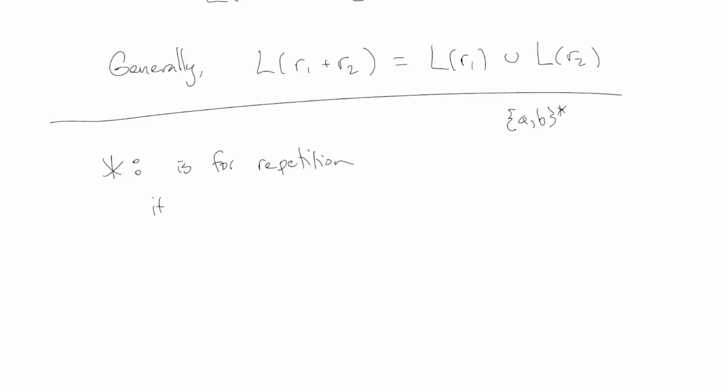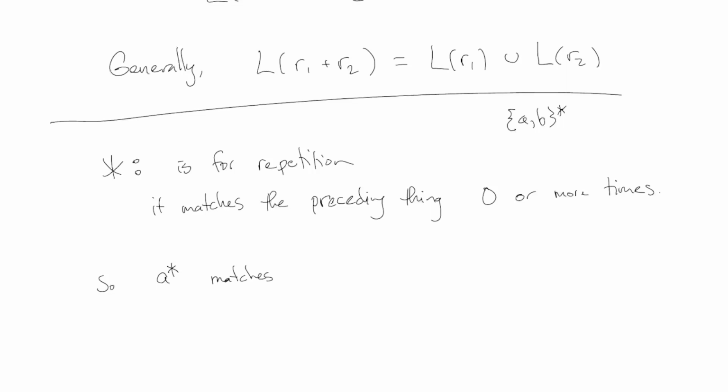It means it matches the preceding thing zero or more times. So when I say repetition or iteration, we always allow for zero times in your repetition, which may be slightly confusing, I guess. But anyway, what that means is A star matches any repetitions of A over and over again. So that is empty string or A squared or A cubed, etc.